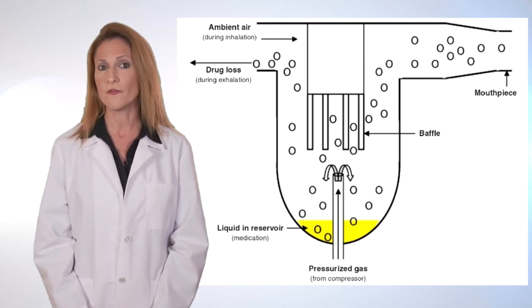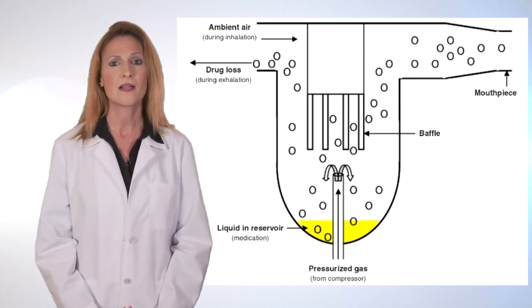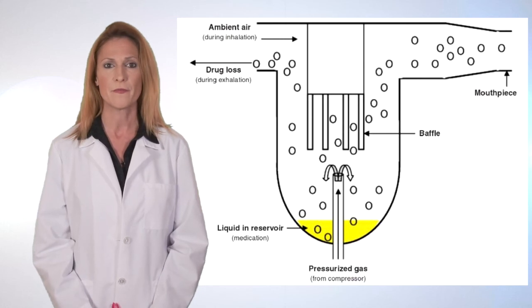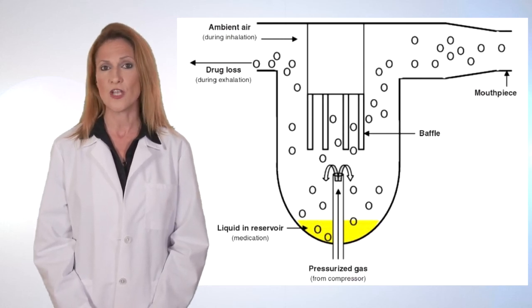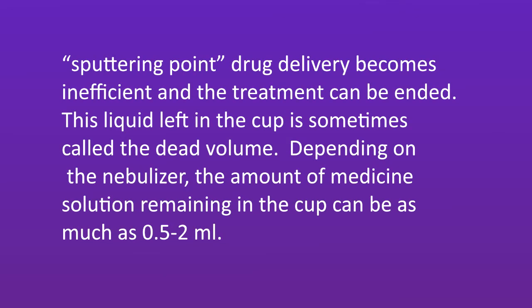When the liquid in the cup falls below a certain level, a consistent spray cannot be formed. At this point, there is a subtle change in the sound. At this so-called sputtering point, drug delivery becomes inefficient and the treatment can be ended. This liquid left in the cup is sometimes called the dead volume. Depending on the nebulizer, the amount of medicine solution remaining in the cup can be as much as 0.5 to 2 milliliters.